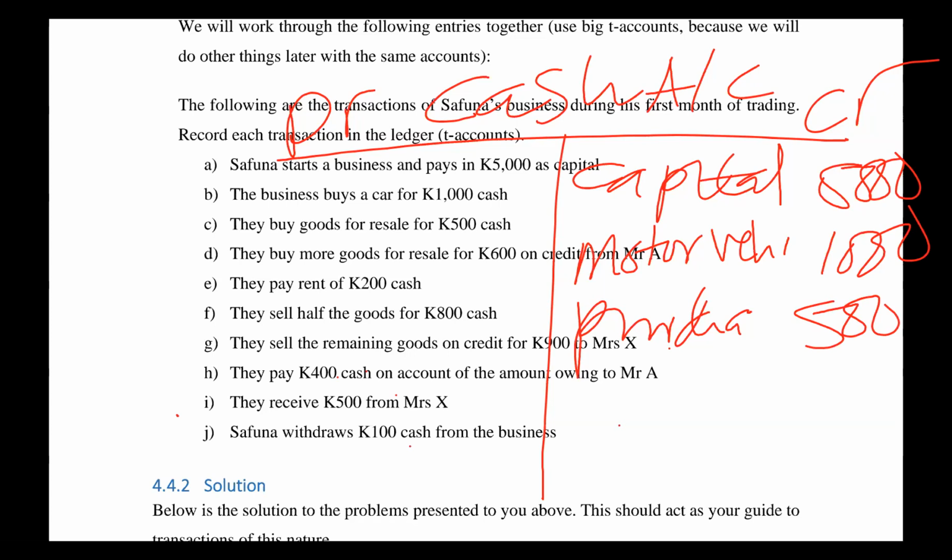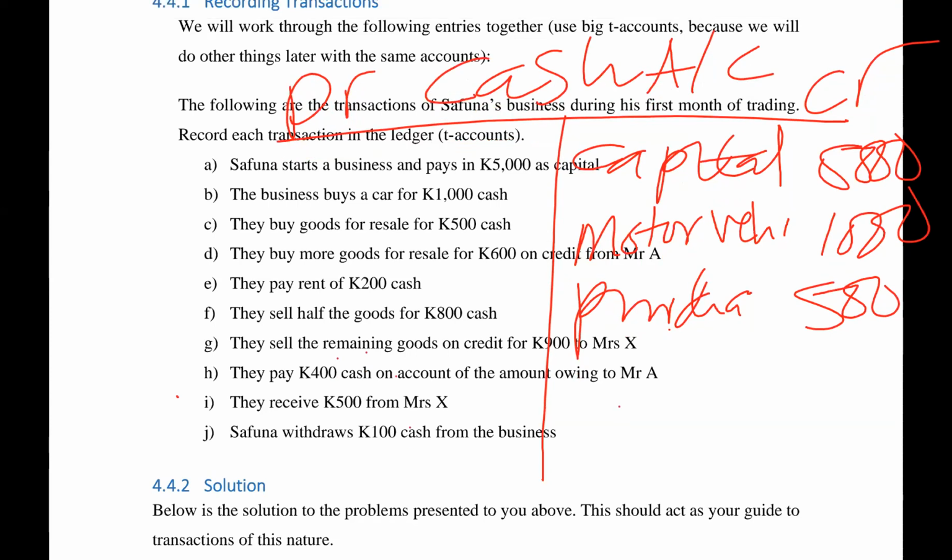Mr. Mape, would you read for us the next transaction? The next transaction is D. They buy more goods for resale for 600 kwacha on credit from Mr. Ariel. So what is happening in the cash account in this transaction? What are the two accounts that are involved here?